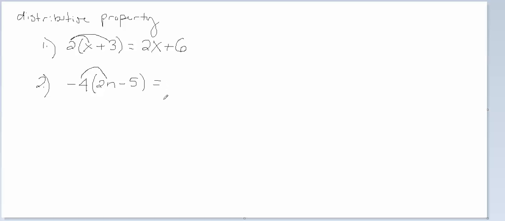When you're multiplying letters and numbers, what you do is you multiply the actual numbers and keep the letters. So -4 times 2 would give you a -8, because remember, a negative times a positive is a negative. And then you keep the letter of n. So when I combine those two, I got -8n. Then I take -4 times 5.